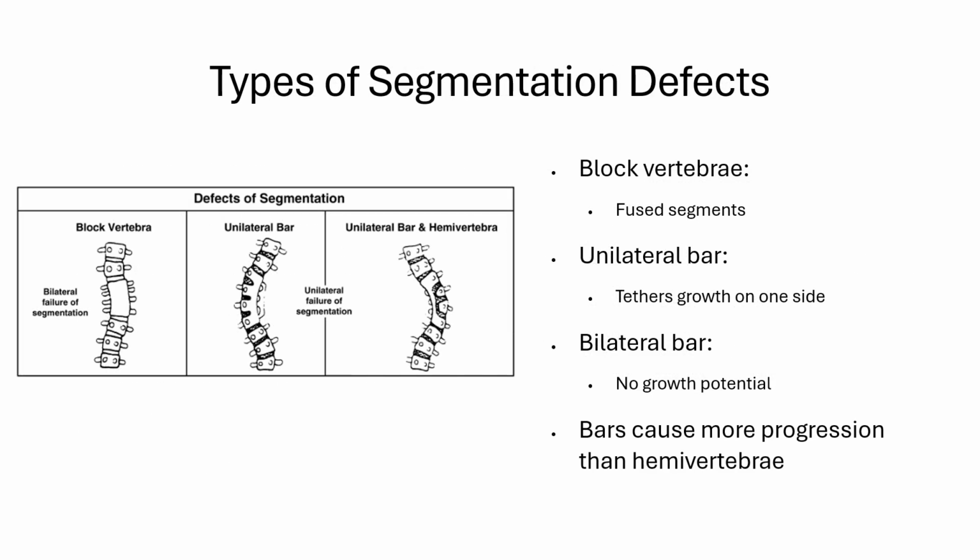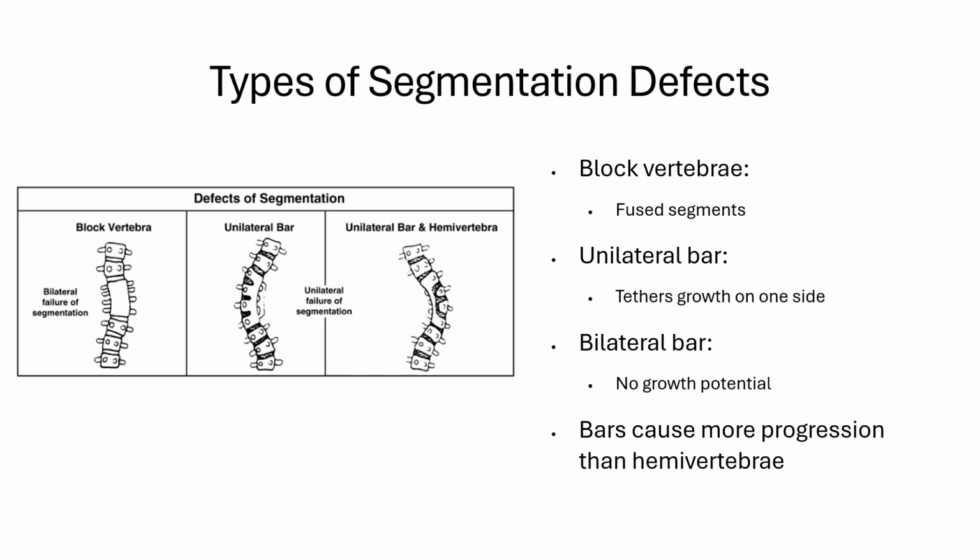Segmentation defects occur when the normal process of vertebral separation fails, creating abnormal connections between vertebrae that should remain independent. This concept becomes clearer when you think of spinal development as creating a chain where each link must form properly and then separate from its neighbors. When this separation fails, you get various types of abnormal connections that restrict normal spinal growth and flexibility.